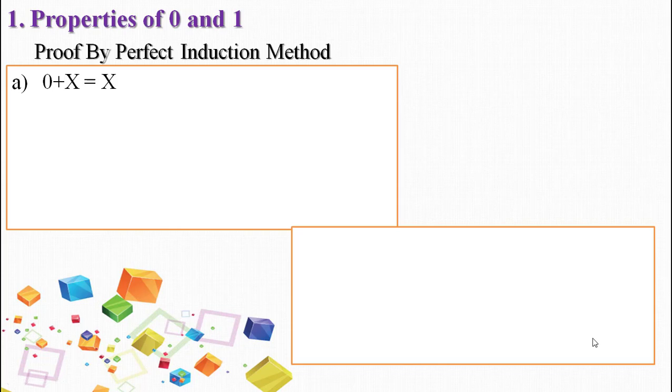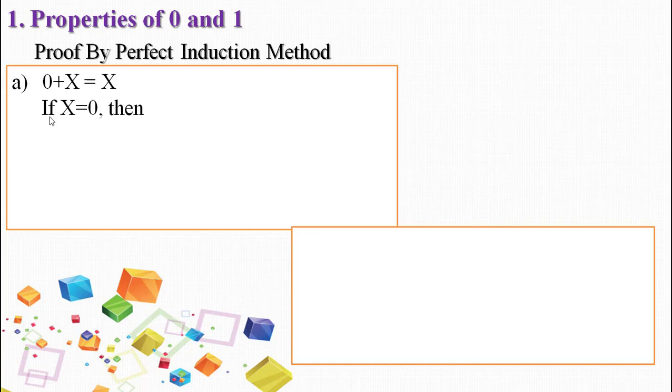To move on, we will be proving these properties of zeros and ones with the help of the proof by perfect induction method. As I already told you, proof by perfect induction is a way of substituting all the possible values of a given variable. Now, considering property number A from the properties of zeros and ones, we have 0 plus x is equal to x. How many variables do you find on the left hand side? Only one variable, that is a binary quantity variable.